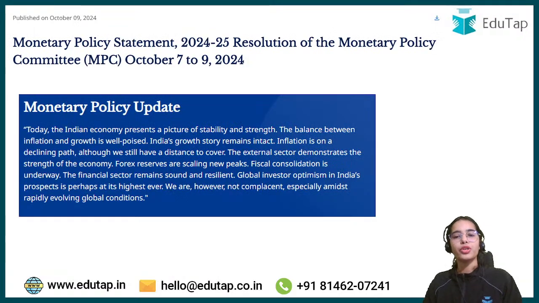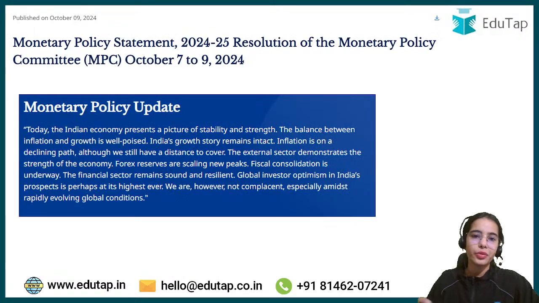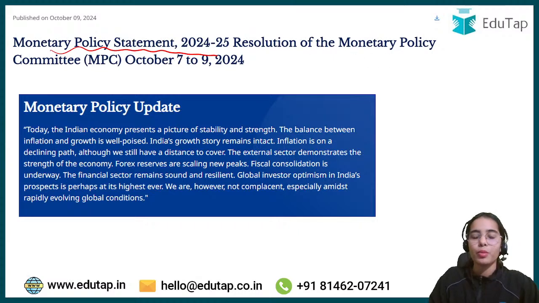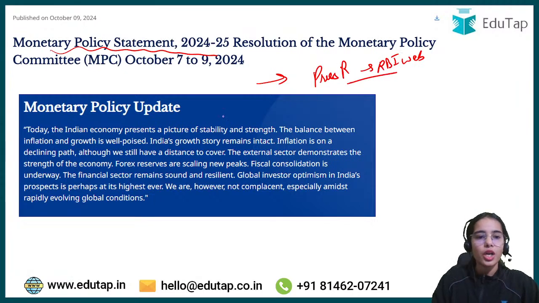Now coming to the Monetary Policy Statement that has been released by the Reserve Bank of India. The Monetary Policy Committee Statement is given by the Monetary Policy Committee, and it is released in the press release section of the RBI website. Okay. So now, monetary policy update. Today the Indian economy presents a picture of stability and strength. The balance between inflation and growth is well balanced. India's growth story remains intact and inflation is on a declining path.